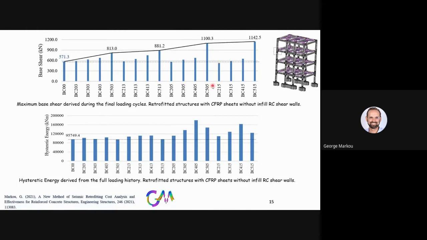And as we can see, if we reinforce and retrofit, in this case, the entire building, all floors, the maximum base shear increases. And if we, of course, reinforce both columns and beams, the derived strength of the building also increases. Now here we can see the hysteretic energy for the entire loading history. And as we can see, this trend is not found when it comes to the hysteretic energy. We're going to explain that in a bit.